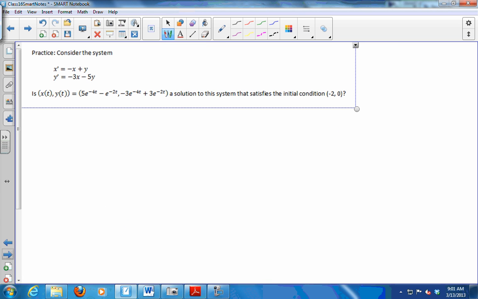All right, I saw some people working on this one. Are you finished or? Nope, this is another one. Practice. It's a different system, different possibility for a solution. Same approach. The only thing is you have to also make sure that x of 0 equals negative 2 and y of 0 has to equal 0. So we've got initial conditions, negative 2, 0, for x and y.